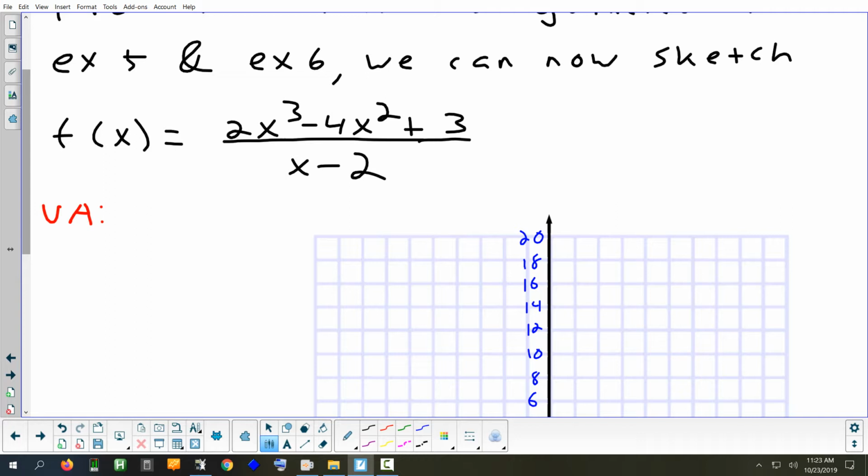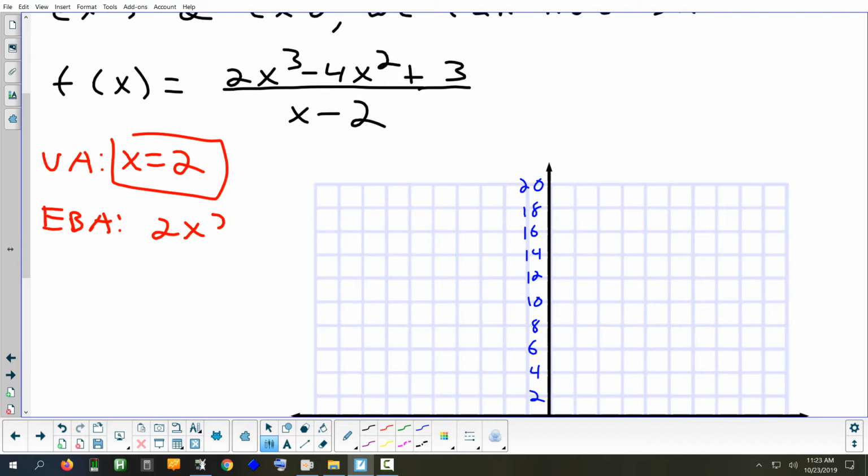What's the vertical asymptote here? 2. Next up would be to find the EBA. We already did that. What was our EBA? 2x squared.